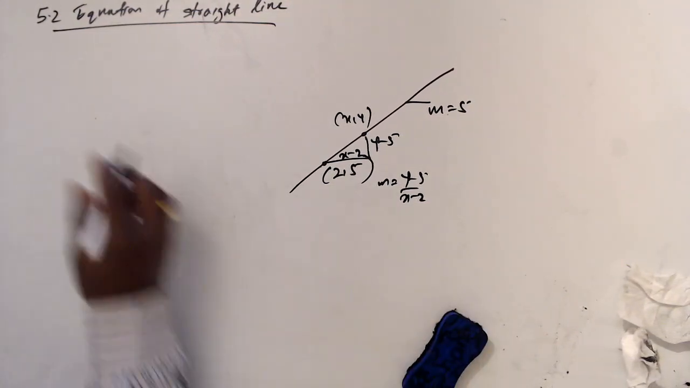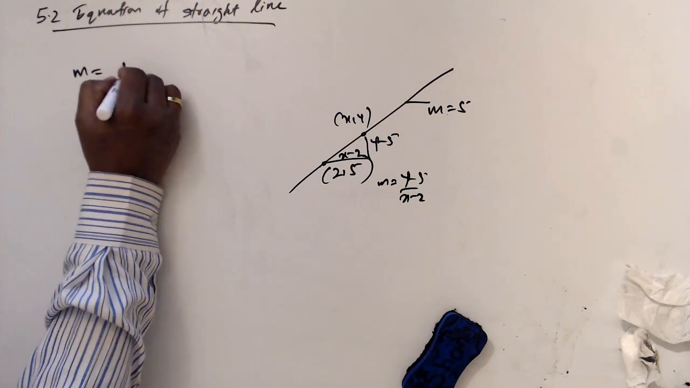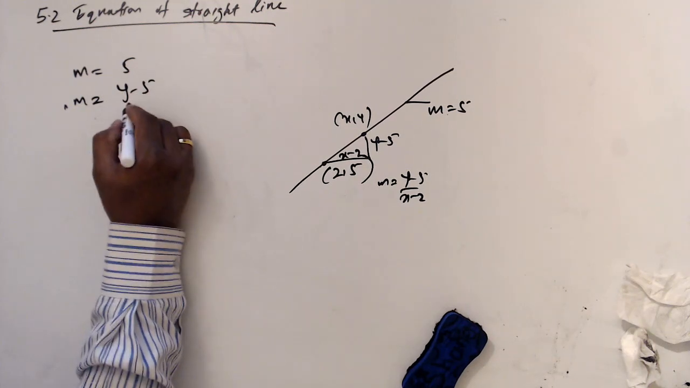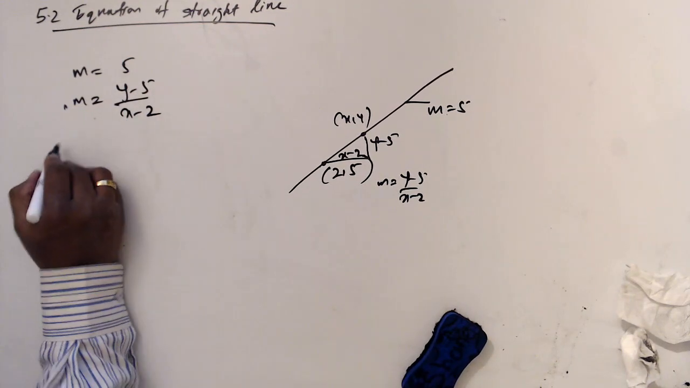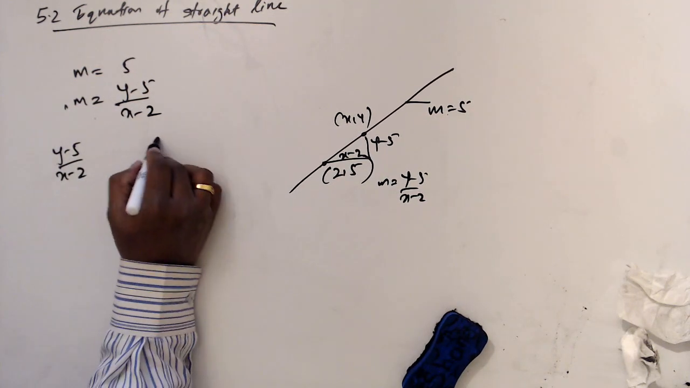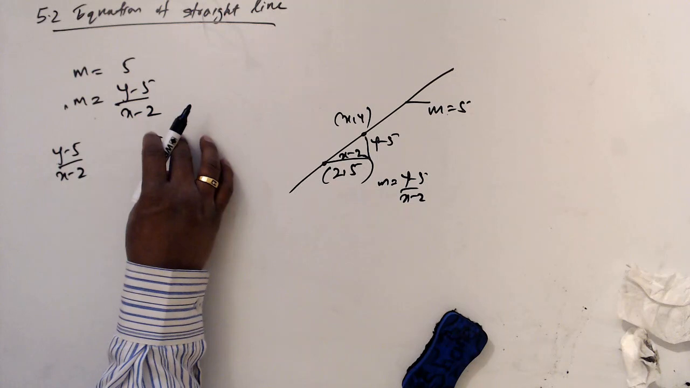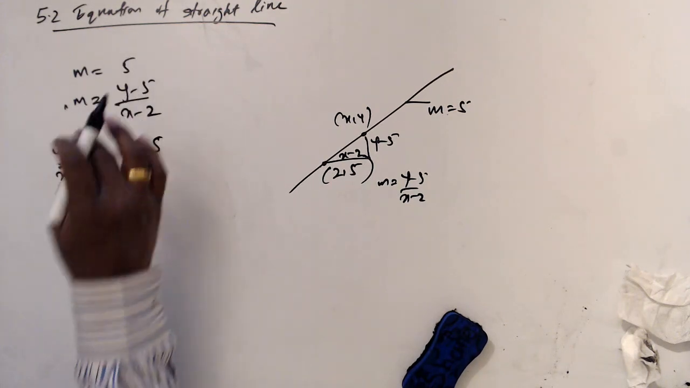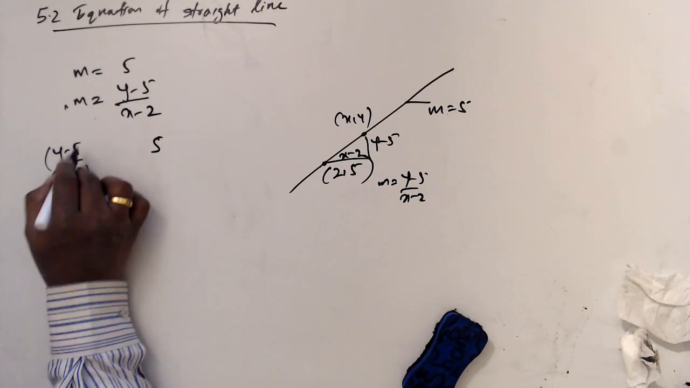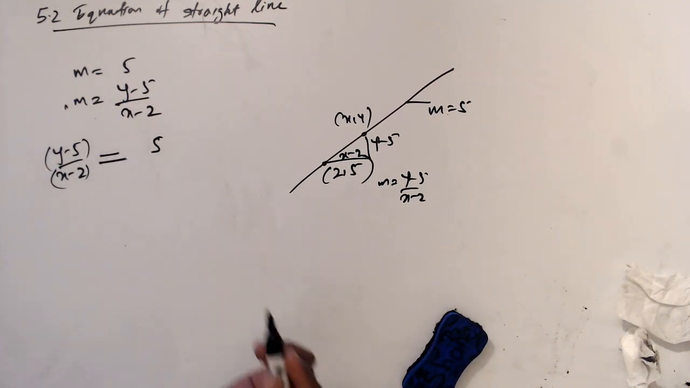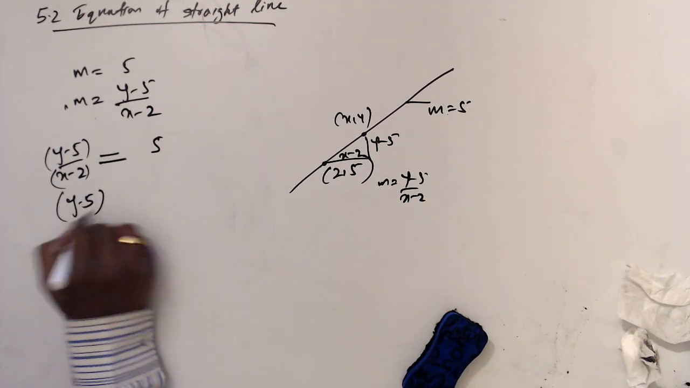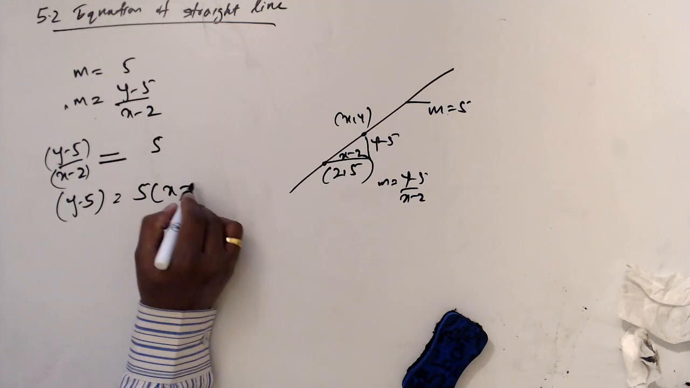I'll rewrite here: m equals 5, and m equals y minus 5 over x minus 2. What you can tell about those two values is that they should be equal, because it is the gradient of the line. It can't be two different things. So that's how we make the equation. Now with cross multiplication, y minus 5 equals 5 times x minus 2.